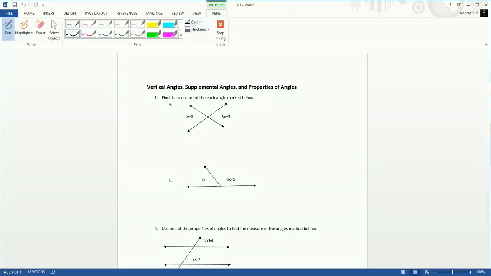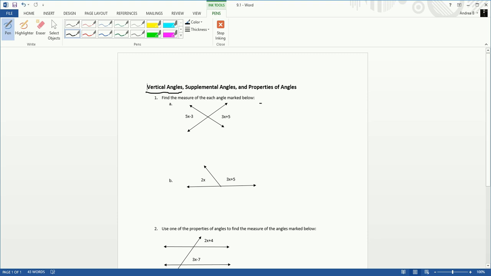Alright, for this one you have vertical angles, supplementary angles, and properties of angles. So for the first one here, we want to find the measure of each angle marked below. So here for part A, we have a 5x minus 3 and a 3x plus 5. And you'll notice that they are across from each other. These are what are called vertical angles. So for vertical angles, we actually have that those two angles are equal to each other.